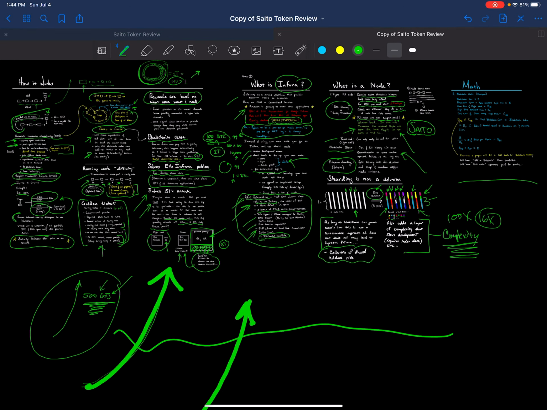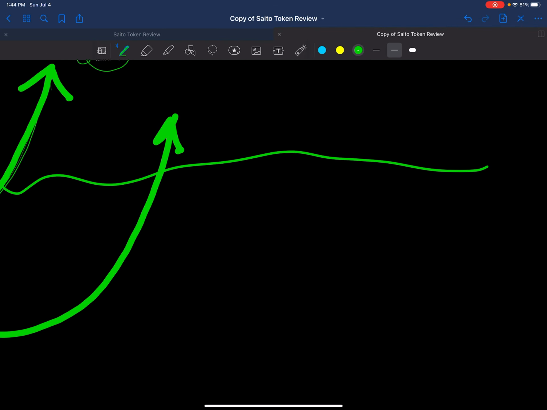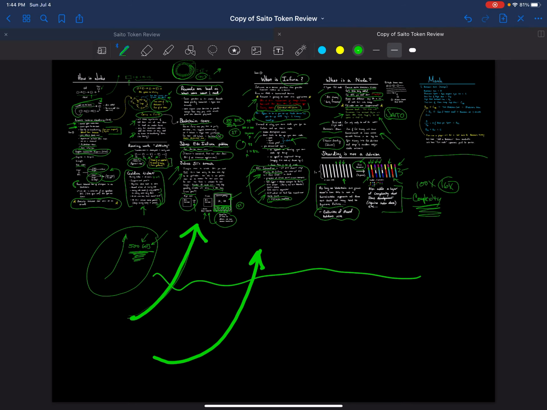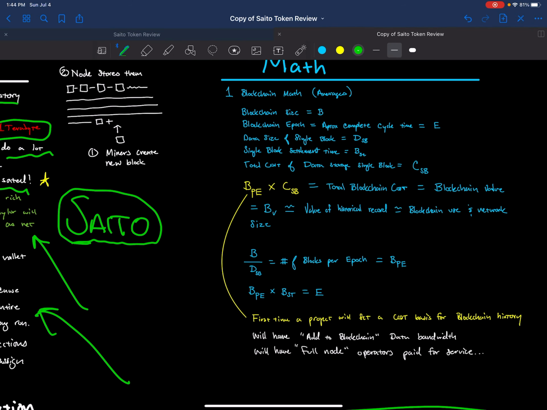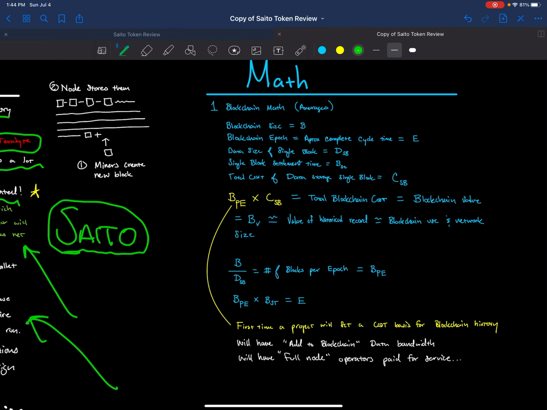So what I'm trying to highlight here is Saito adds an associated cost with existing in a persistent blockchain. And that is a powerful, transformative thing. Okay, and finally, you could leave here if you want, but I'm going to go over a little bit of math.